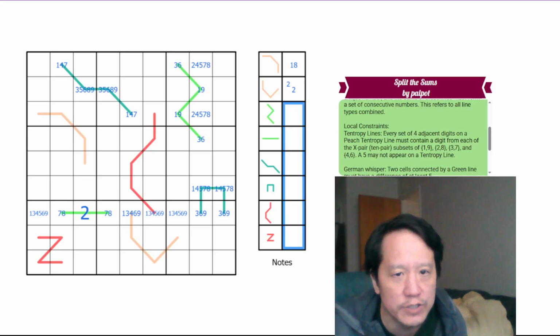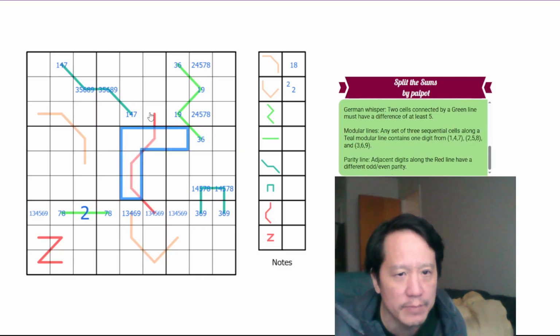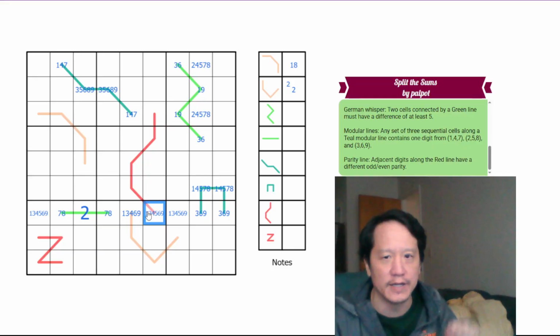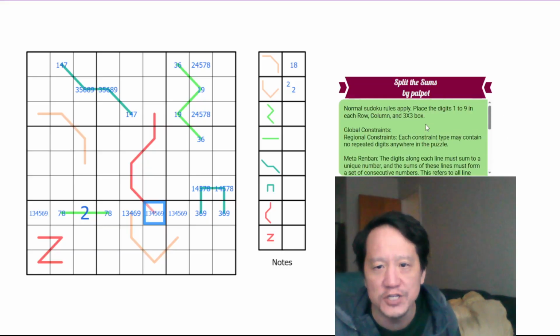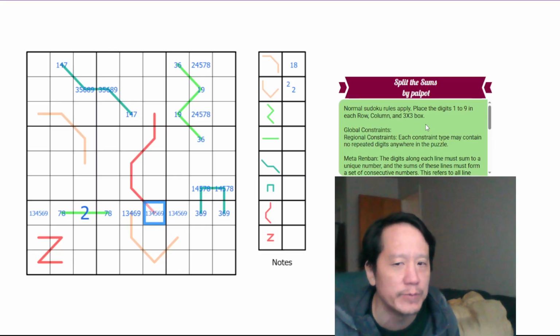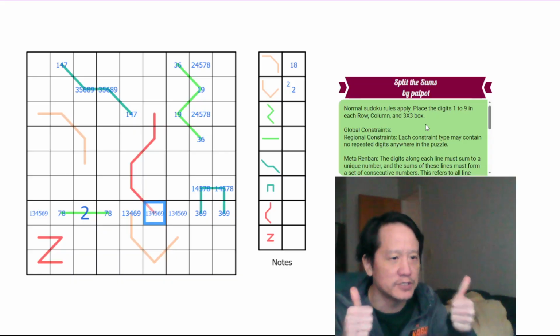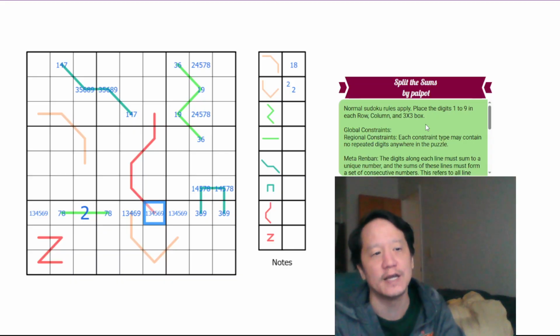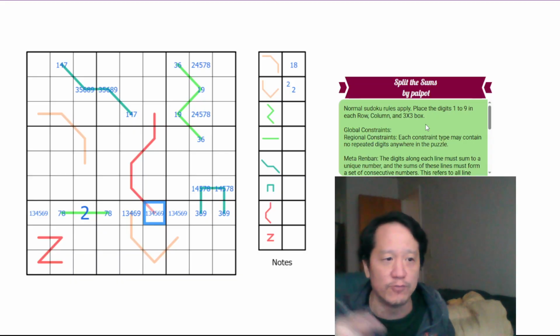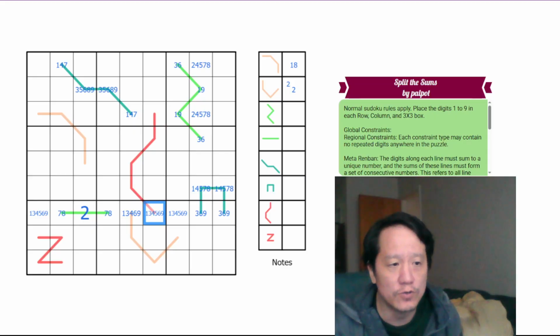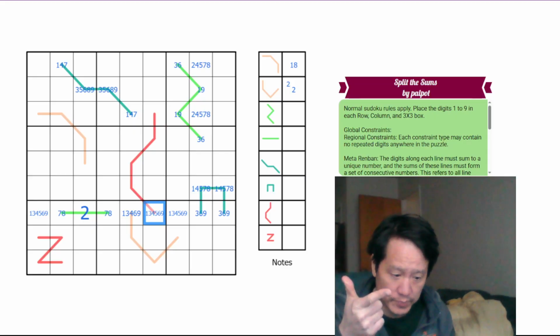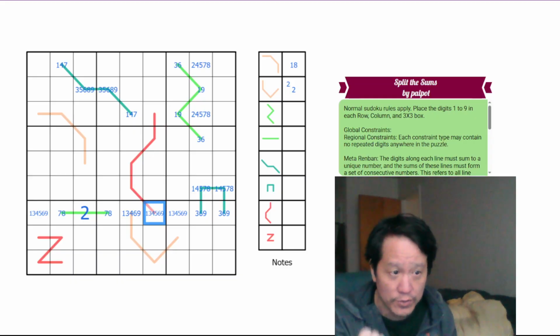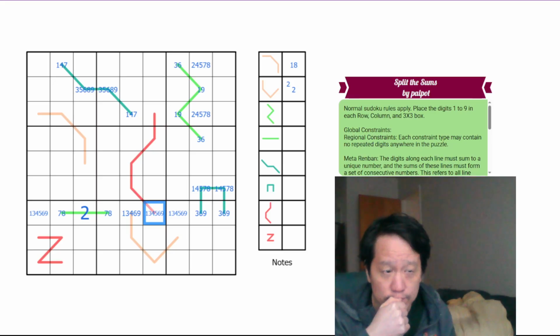Because it's 18 and 22, we know the parity line must add up to 45, because each constraint may contain no repeated digits. So to have no repeated digits for 9 cells on the constraint, it has to add up to 45, which is the sum of 1 through 9. So 45, you have 18 and 22. Therefore, you cannot have 22 and 23, adding up to 45.